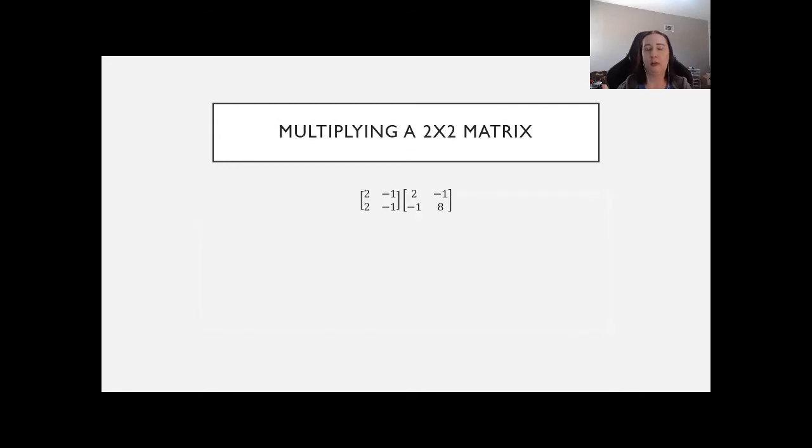So let's just start with an example. We're going to do a 2 by 2. If I enter this first matrix here, it is 2 rows by 2 columns, and we also have 2 rows by 2 columns. And these inside dimensions match, so that means that we can do the multiplication here. And this will give us a 2 by 2 out, and those are coming from these outside numbers.